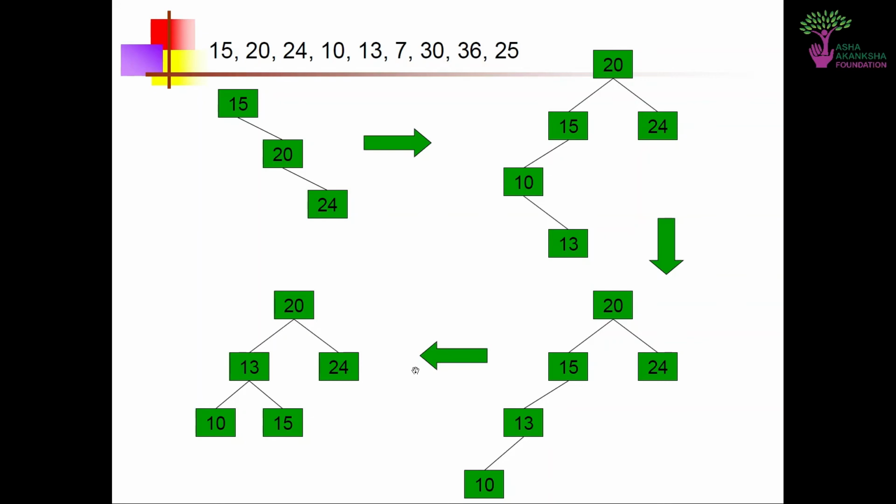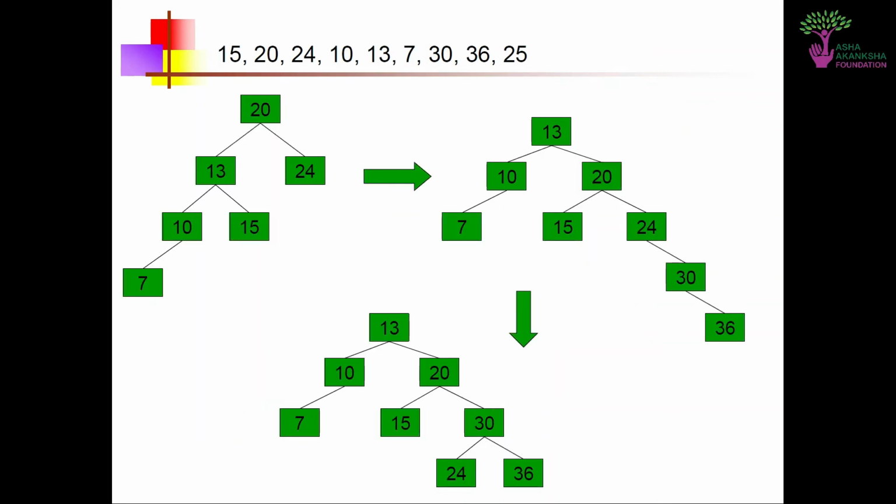Then 13 is added, then we add 7. Again it is being violated at 20, height of left is 3, height of right is 1. So we have to perform a single rotation. So 13 becomes the topmost, 7 and 10 stay here, 15 comes to the right, 20, 24. Then after 7 we had to add 30, so 30 comes to the right, and there's no problem in this case.